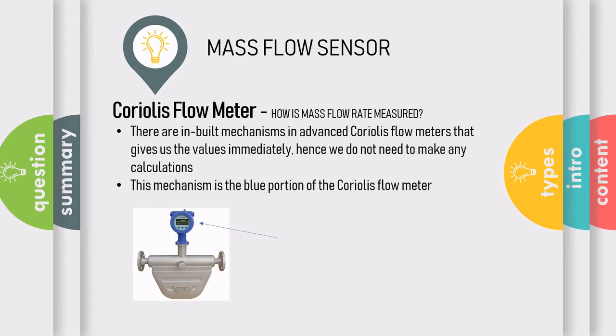In the picture below, the blue portion of the Coriolis flow meter helps us to interpret the deformation and do the calculations, thus giving us immediate values for mass flow rate and viscosity, etc.